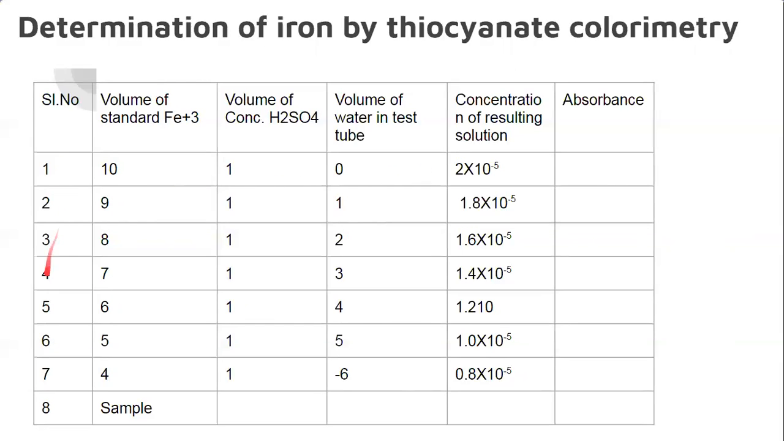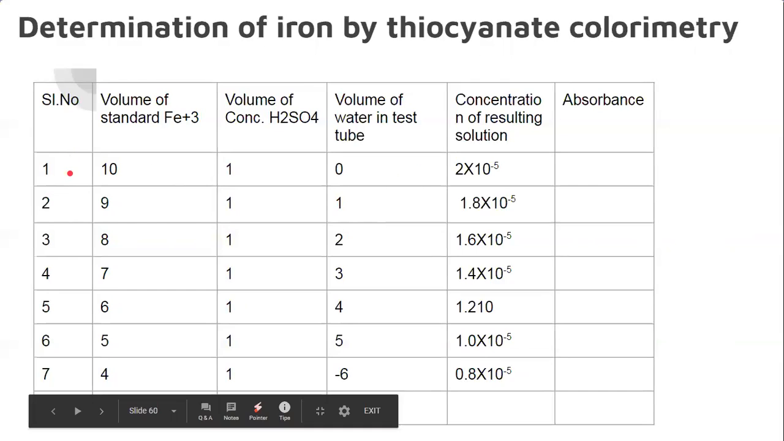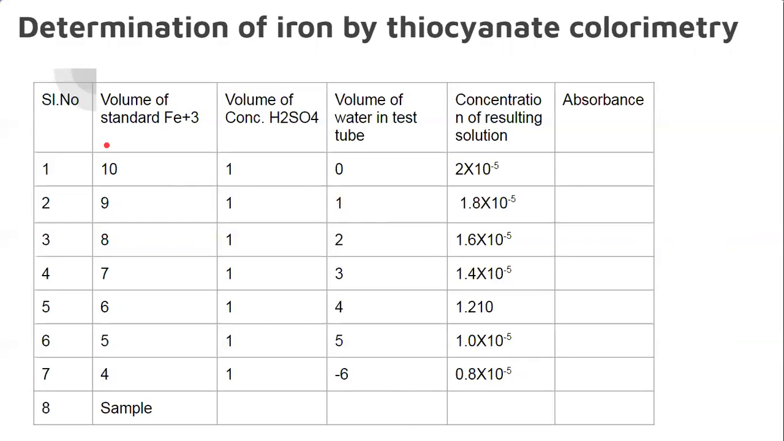Now take boiling tubes and label them as 1, 2, 3, 4, 5, 6, 7, 8, like that. First we prepared a solution. The second solution, how? By following the M1 V1 equals M2 V2 formula, we have prepared a solution of concentration 2 into 10 to the power of minus 5. Now take 10 ml of that solution into boiling tube one. Then add concentrated sulfuric acid, 1 ml needs to be added. In that manner we prepared this one.